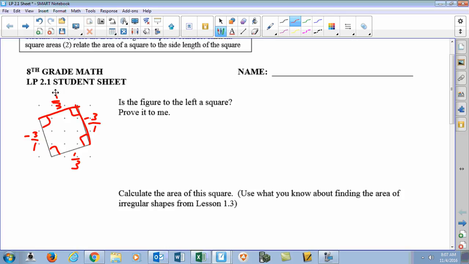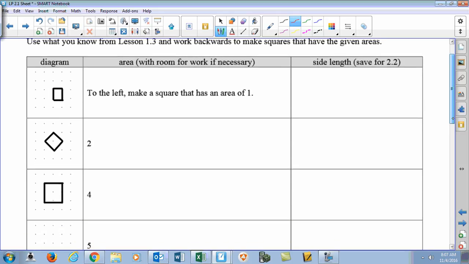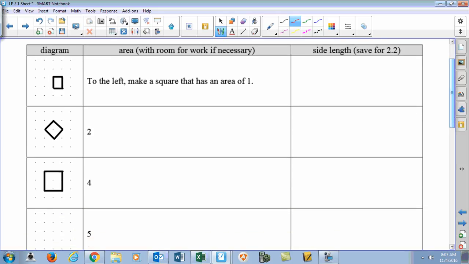Okay? Then we came over to here and we started working on drawing a square that had certain areas. And the first one we started out with was 1, right? We did a 1x1 square, because we knew that area is length times width, right? And we knew that 1 times 1 equaled 1, right? And we had an easy time with the 4 because we knew that this was a 2x2, and we knew that 2 times 2 equals 4.